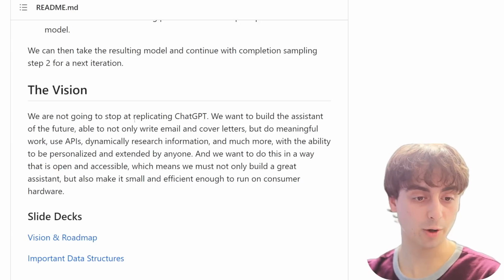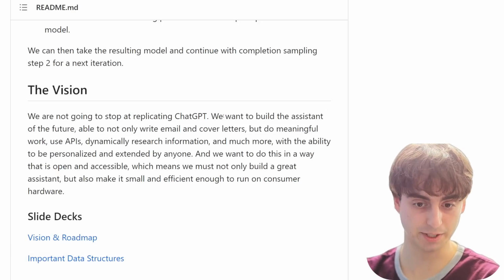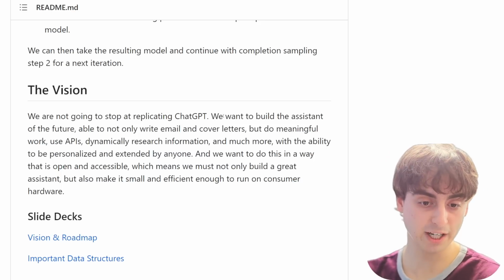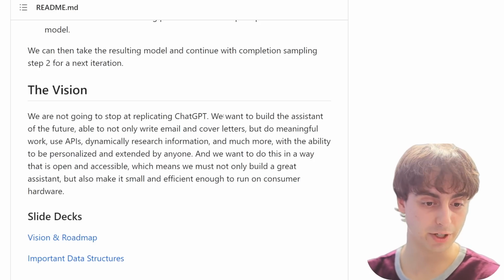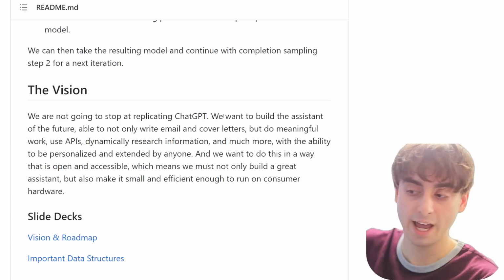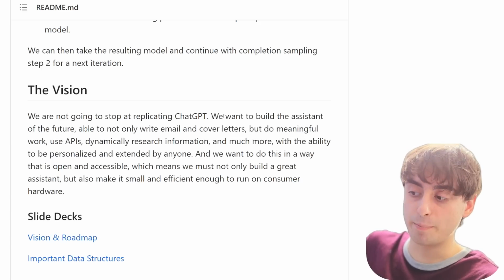As you can see, they are not going to stop at replicating ChatGPT, but that is the goal, to replicate ChatGPT. They want to literally build the assistant of the future, not only able to write email and cover letters, but do meaningful work, use APIs, dynamically research information, and much, much more. Essentially, an AGI project is how you can think of this thing. The ability to be personalized and extended by anyone.